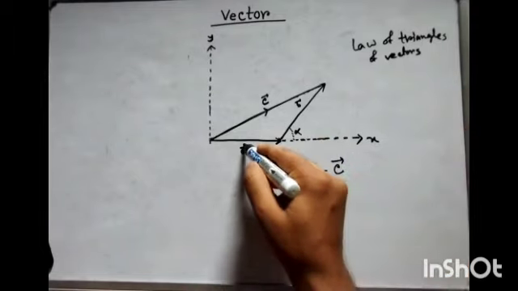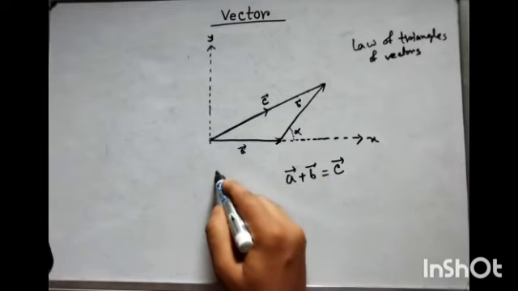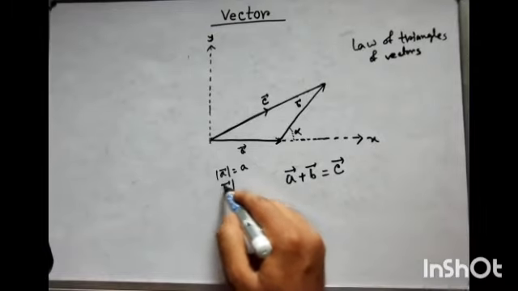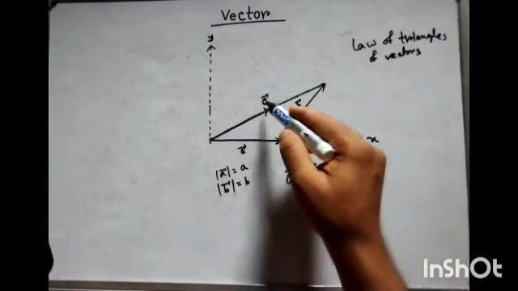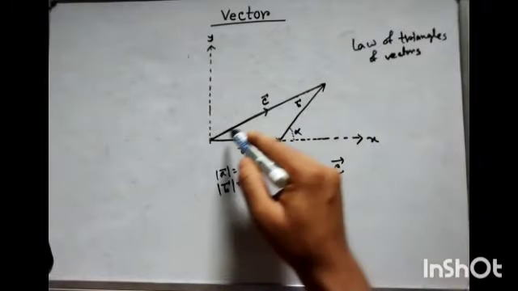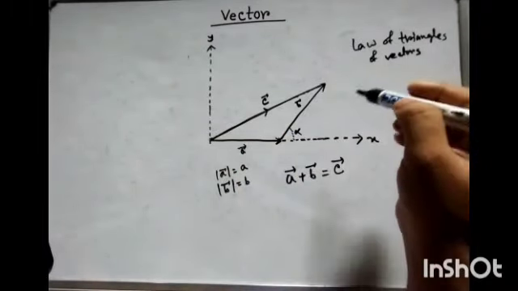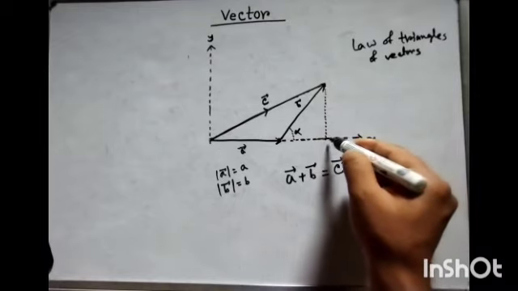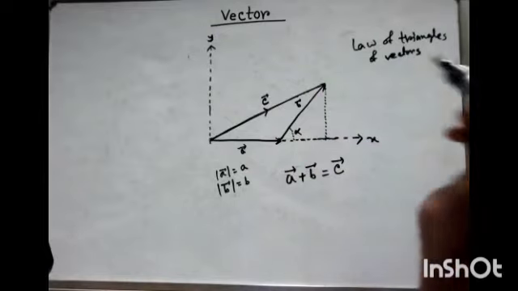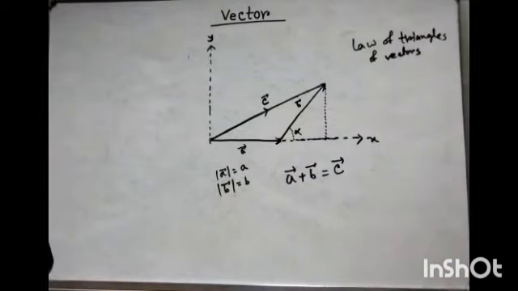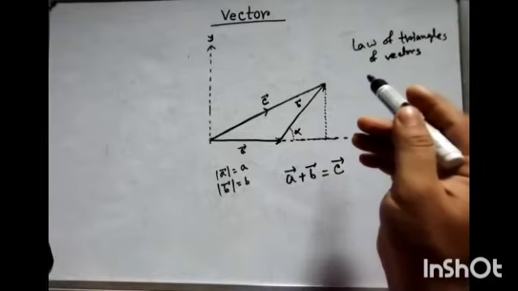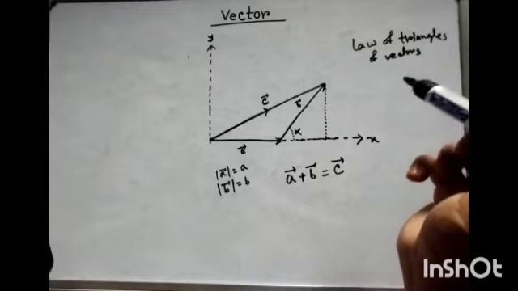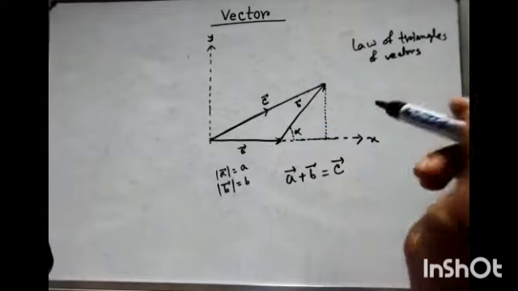Now suppose the magnitude of A vector is A and the magnitude of B vector is B. Now I have to find the magnitude of C vector and what will be its direction. Okay, so we'll divide it into components. How a vector can be divided into components, that we will learn after this.